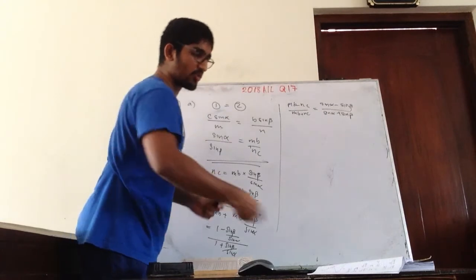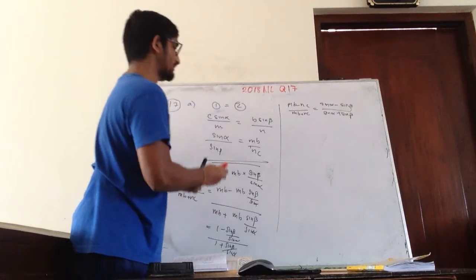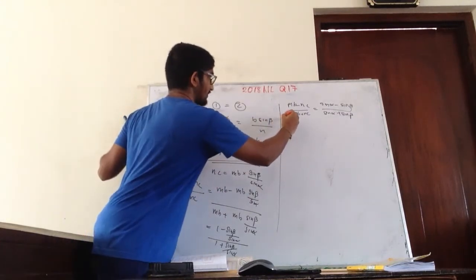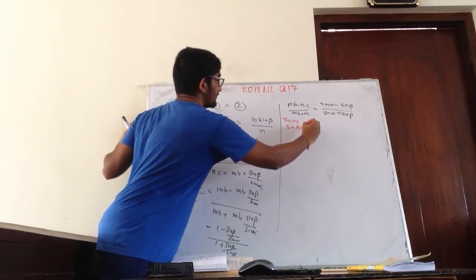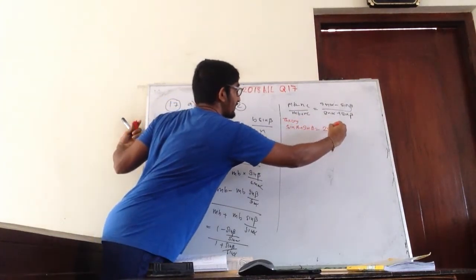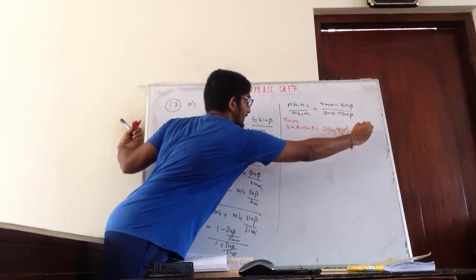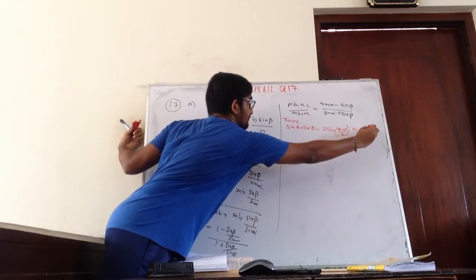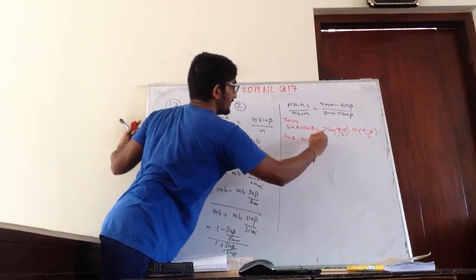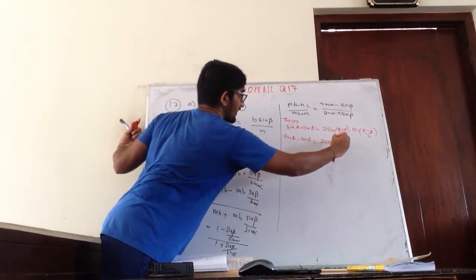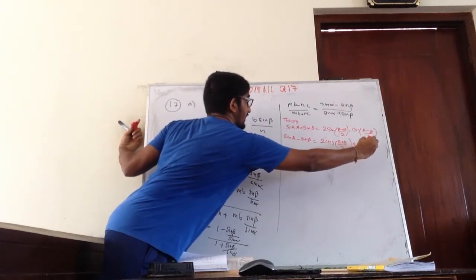Right? So now there's a small theory that you all need to remember here. Sine A plus sine B is 2 sine A plus B over 2 cos A minus B over 2. Sine A minus sine B is 2 cos A plus B over 2 sine A minus B over 2.